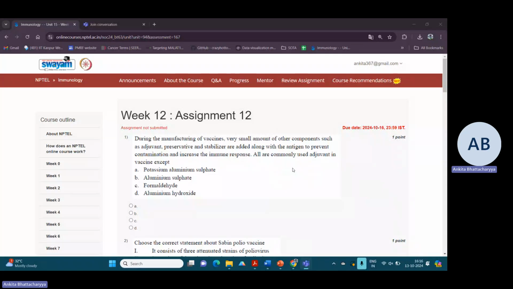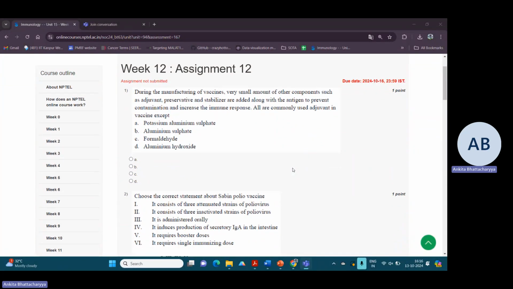I'll go to this week's assignment itself. I'll not be discussing the answers, but I'll try to help you understand how you can answer these questions. During the manufacturing of vaccines, very small amounts of other components such as adjuvants, preservatives, and stabilizers are added along with the antigen to prevent contamination and increase the immune response. So all are commonly used adjuvants in vaccines except which of the following.